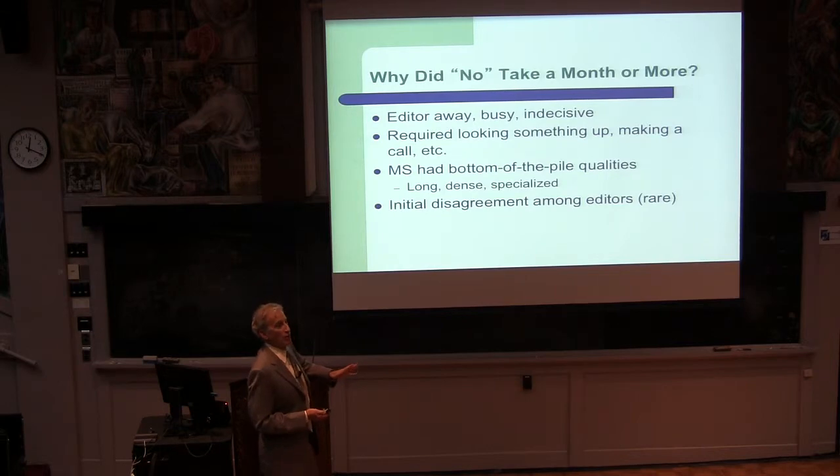I've said a month or more. I'm sure you've had articles that sat in a journal for 2 or 3 months, and then they finally come back rejected with really not much. So why might that happen? Editors are fallible. They also have lots of other things to do.